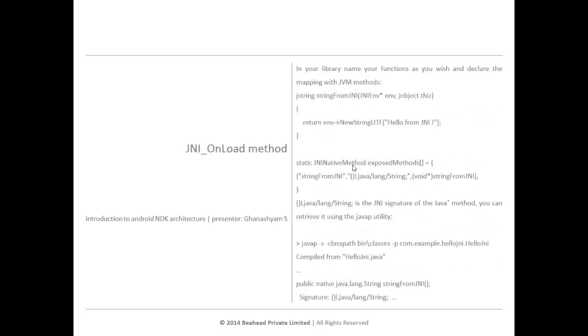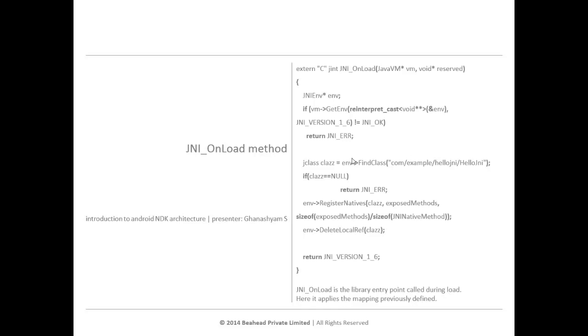Here is an example for the JNI OnLoad method. We have the stringFromJNI function defined, and after we define this function, we have a JNINativeMethod array type which contains all the native functions which have been defined in this particular file. It contains the name of the native method, the return type of the native method, and the type of the parameter input. After we create the JNINativeMethod array, we now need to register the native functions: how they are called from the Java class, and with what name they have been implemented in the native code.